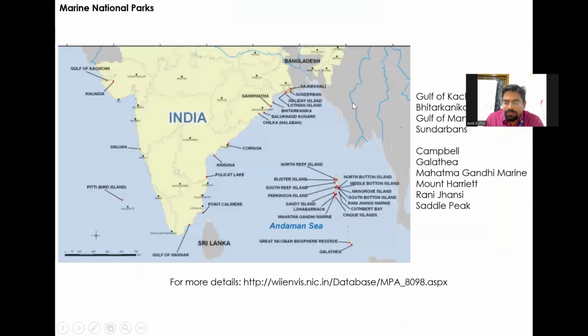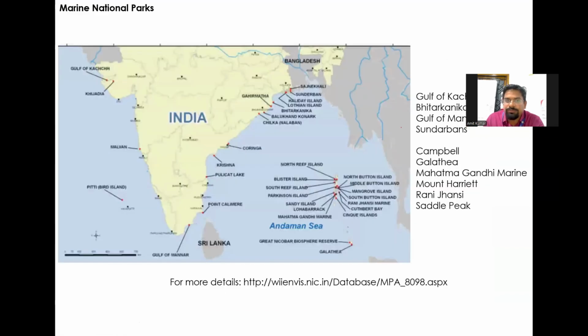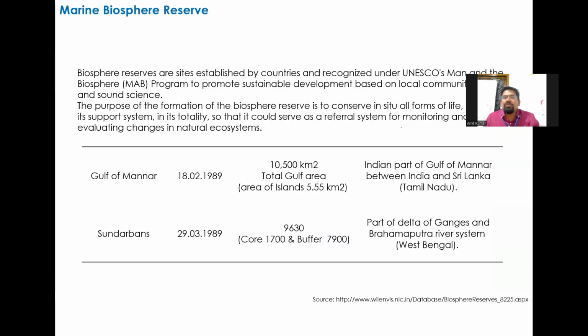Besides, we have 132 protected areas, covering 26 in peninsular India, 102 in the Andaman and Nicobar group of islands, and 4 in Lakshadweep. We have a few marine national parks, such as in the Gulf of Kutch in Gujarat, Gulf of Mannar, Sundarbans, Bhitarkanika, and a few others in the Andaman and Nicobar group of islands. We also have 2 marine biosphere reserves. One is Gulf of Mannar in Tamil Nadu, and the second is Sundarbans in West Bengal.